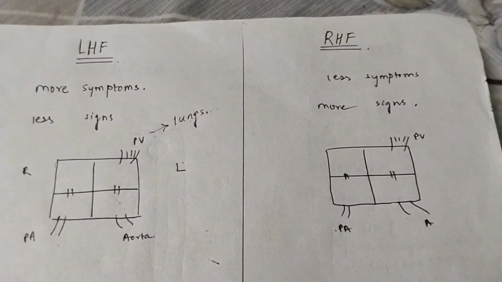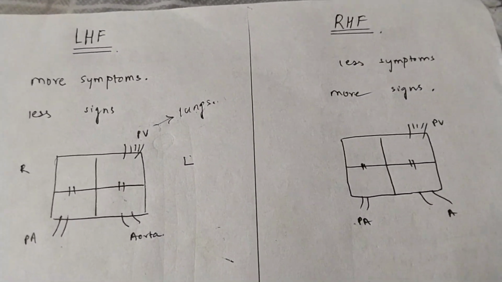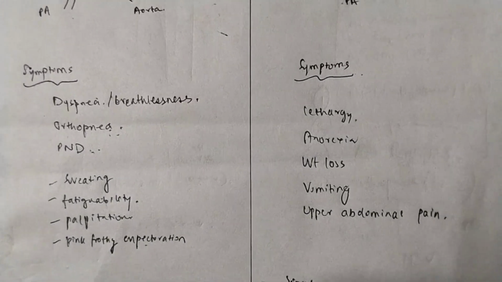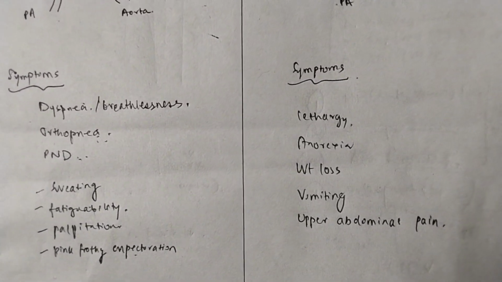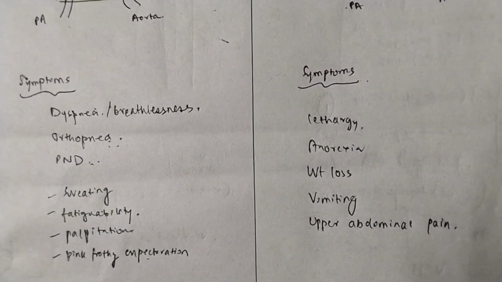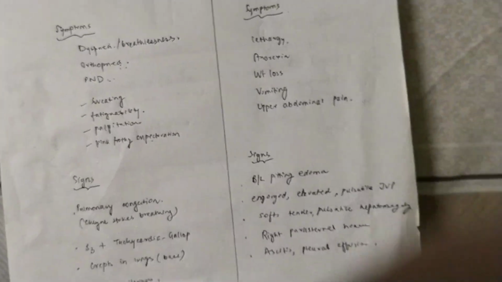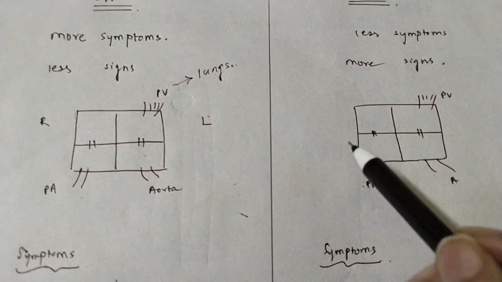Okay, now come to right heart failure. As I told you, it has more signs and fewer symptoms. What are the symptoms that you can see in right heart failure? This is very vague. That is, the person will have lethargy, anorexia, weight loss, vomiting, and upper abdominal pain. What is important here to know is the signs of right heart failure. Okay, now suppose the right side of the heart is failing.